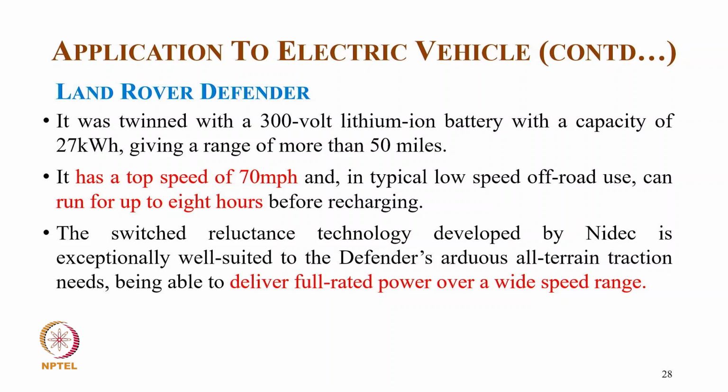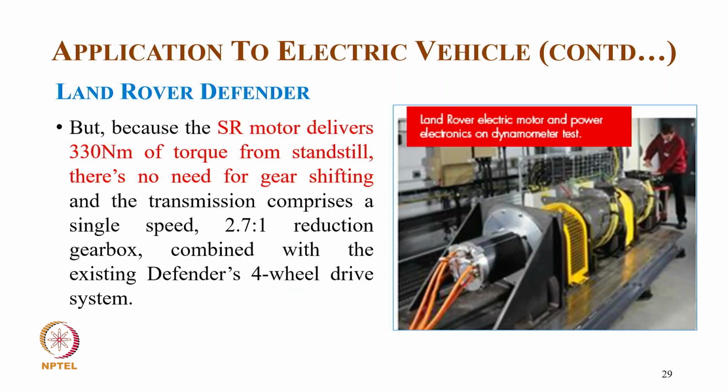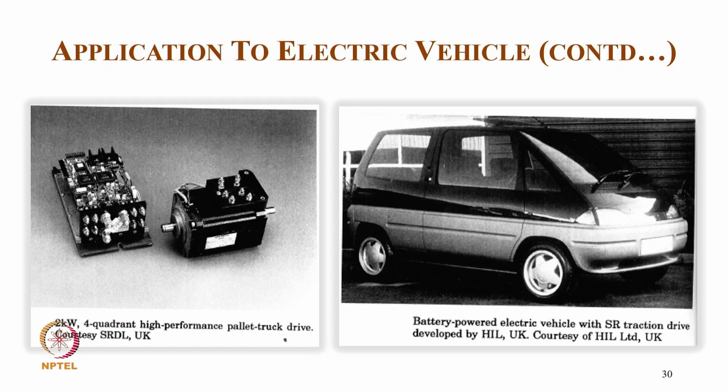So the reluctance motor technology developed by Nidec is exceptionally well suited to the Defender's all-terrain traction needs, being able to deliver full rated power over a wide speed range. Because the reluctance motor delivers 330 Newton meter of torque from standstill, there is no need for gear shifting, and the transmission comprises a single speed 2.71 reduction gearbox combined with the existing Defender 4-wheel drive, as you can see in the photograph.